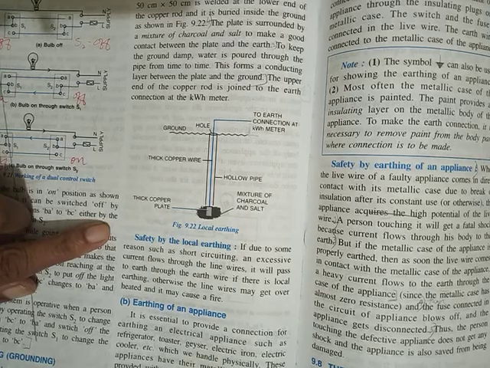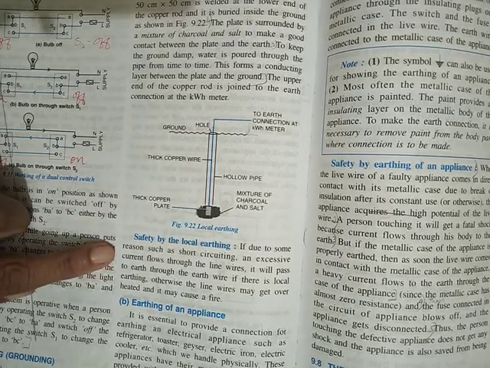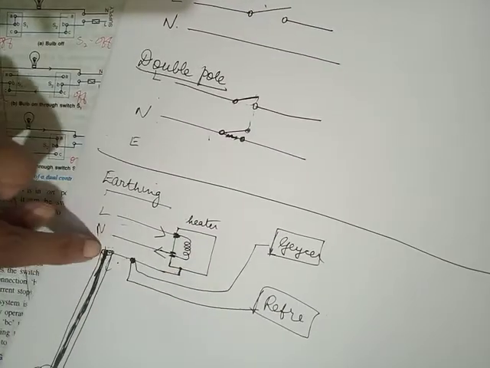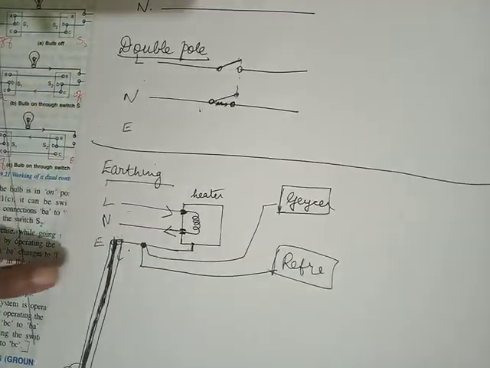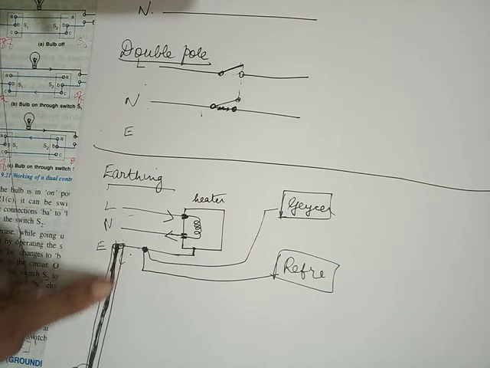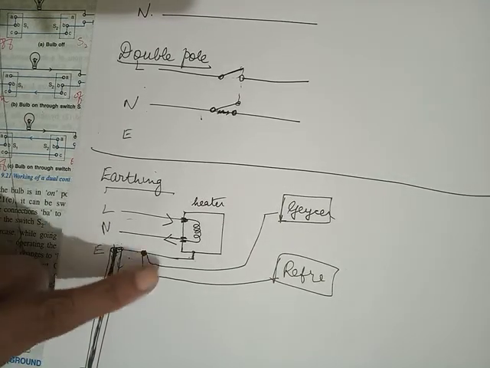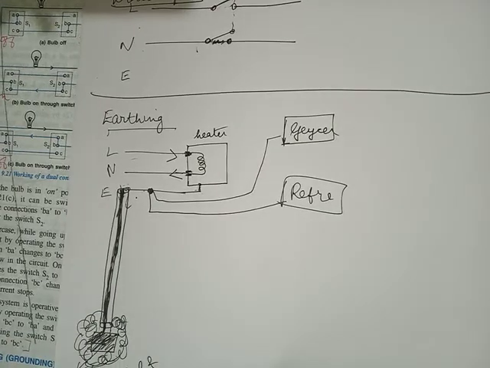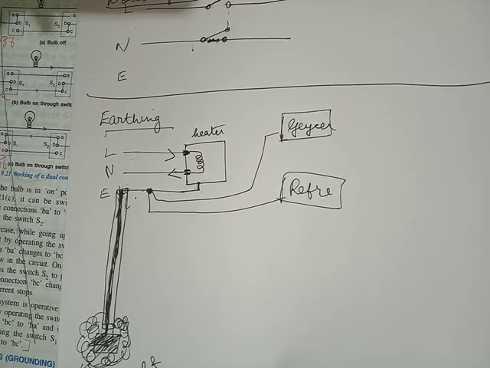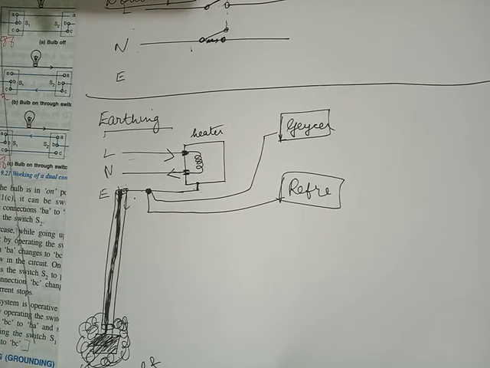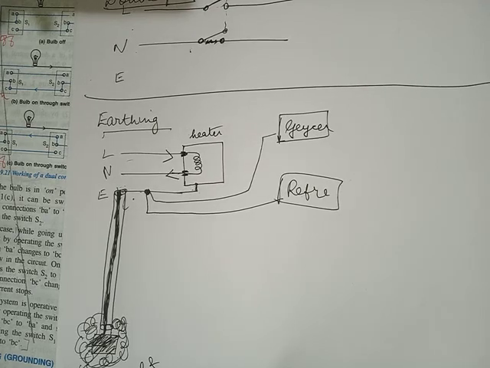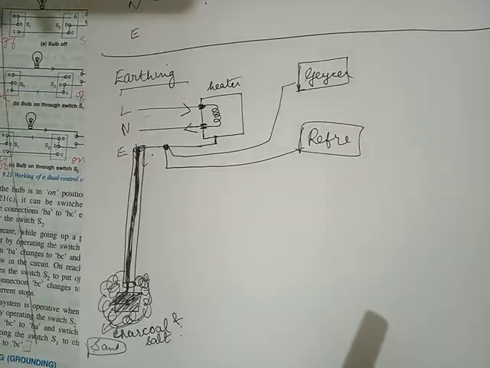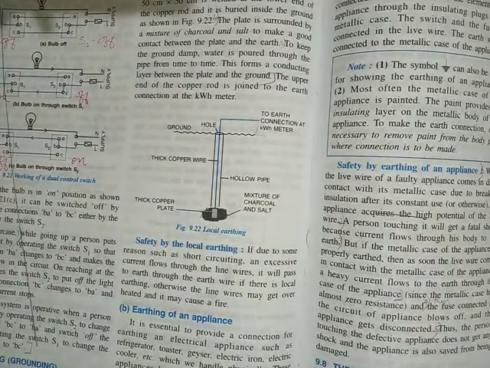Now earthing of an appliance. The same thing: if there is any high current flowing through the line wires, and if there is an earth connection provided, the extra current will go to the earth and that way you can be saved. Now, earth is considered to be an enormous sink. It can take any amount of charge and it can also give any amount of charge. So that way earth will never get a shock.